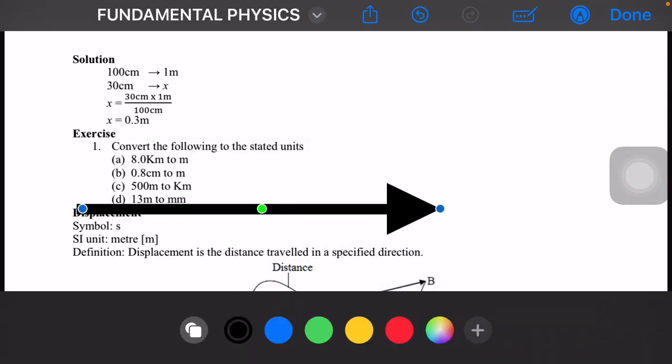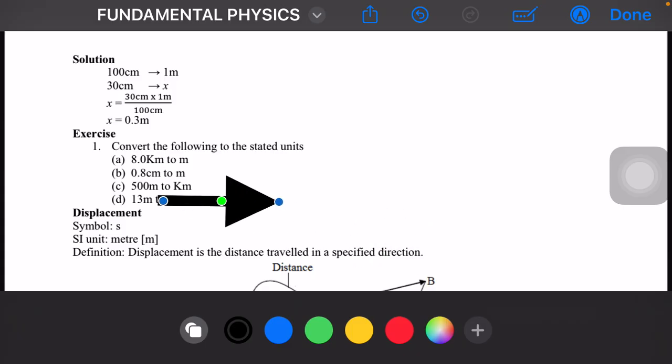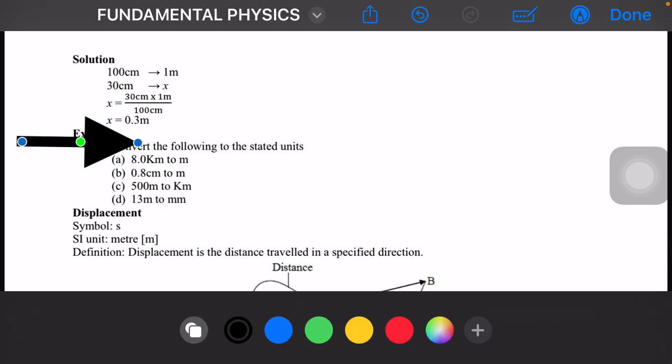We have an exercise right here. I want you to attempt questions A, B, C, and D. After you have attempted them, just comment the answer. Leave a comment on this video. Then I'll check your answer. If it's correct, I'll give you a thumbs up. If it's wrong, I'll reply with a correct explanation, I'll explain to you where you went wrong, or I'll guide you again.